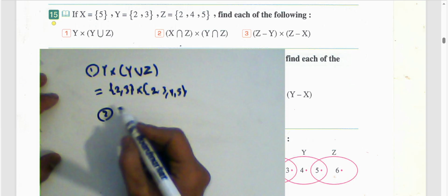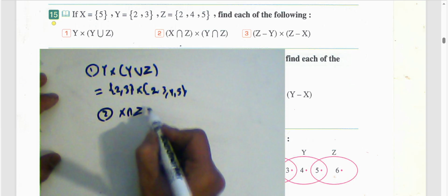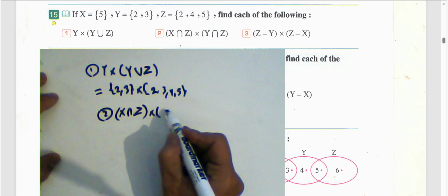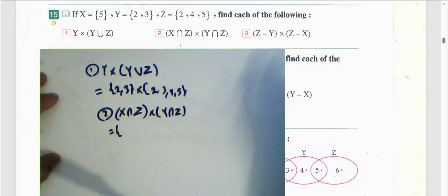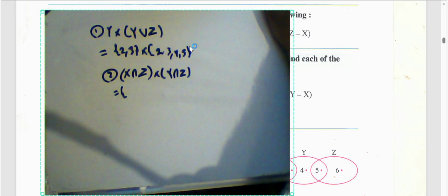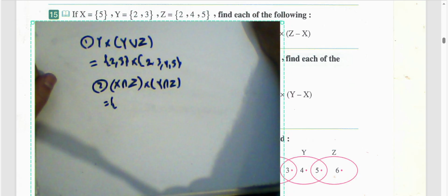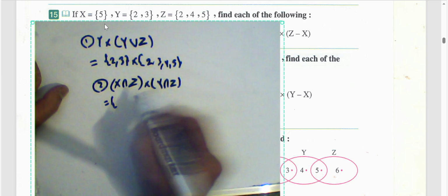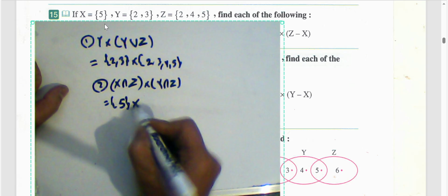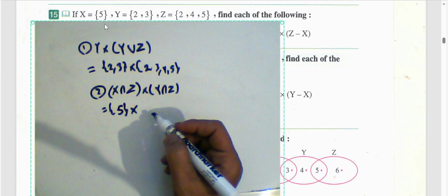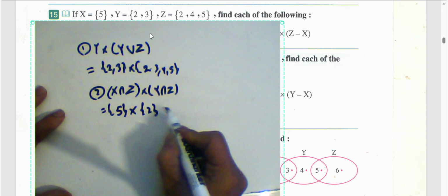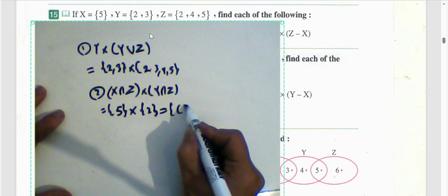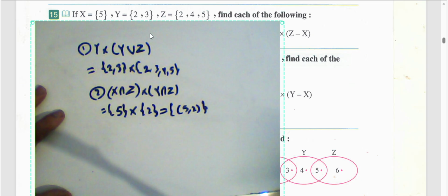Number 2, he wants to find x intersection by z, Cartesian product by y intersection by z. The intersection between x and z, here x and z, intersection was 5. The intersection is the similar between together, and y with z, y intersection with z, 2 only. Okay, 2 was repeating. Then the Cartesian product will be 5 and 2.